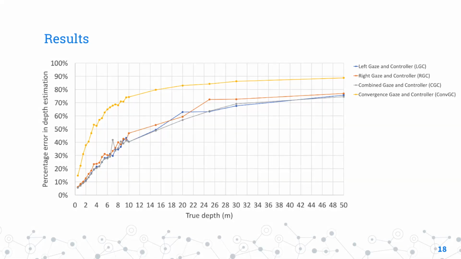We found that ConfGC had significantly larger absolute error than the other techniques. We also calculated the percentage error of the estimated depth, which is shown in the graph here. As we can see, the percentage error grew very quickly as the actual depth increased. Depth beyond 4 meters had more than 20% percentage error for all techniques, but the percentage error for closer objects was much lower.